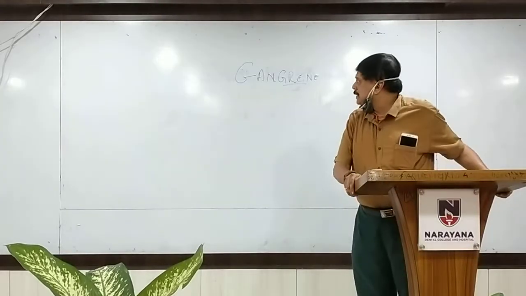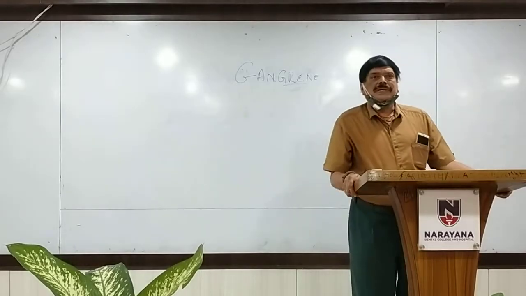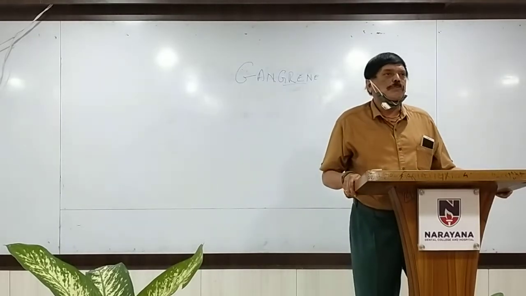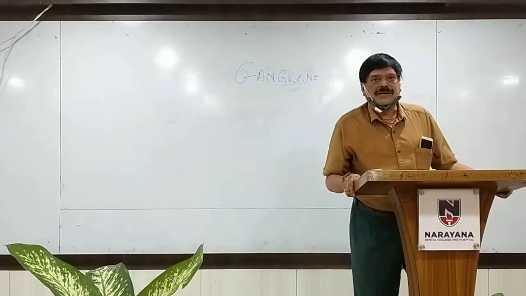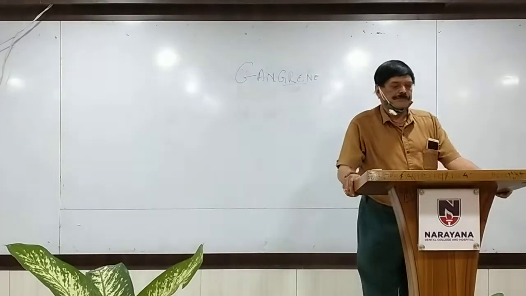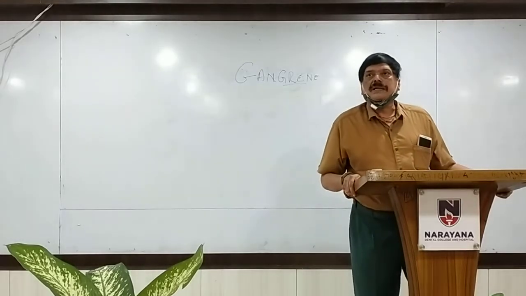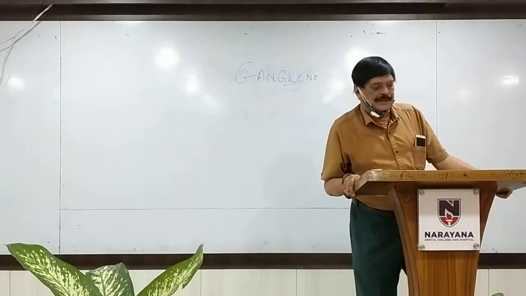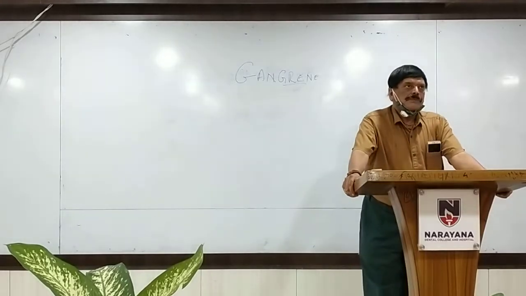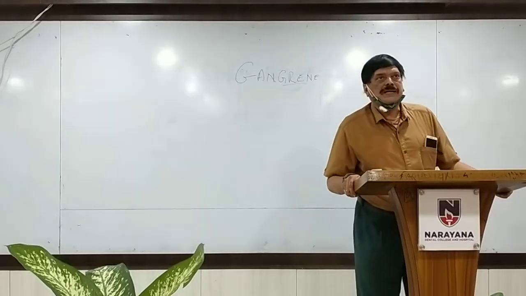So now next let us discuss about gangrene. The definition of gangrene is a macroscopic death of a tissue with or without putrefaction. Gangrene can be divided broadly into wet gangrene, dry gangrene, and gas gangrene. Now what are the various common sites a person can get gangrene?